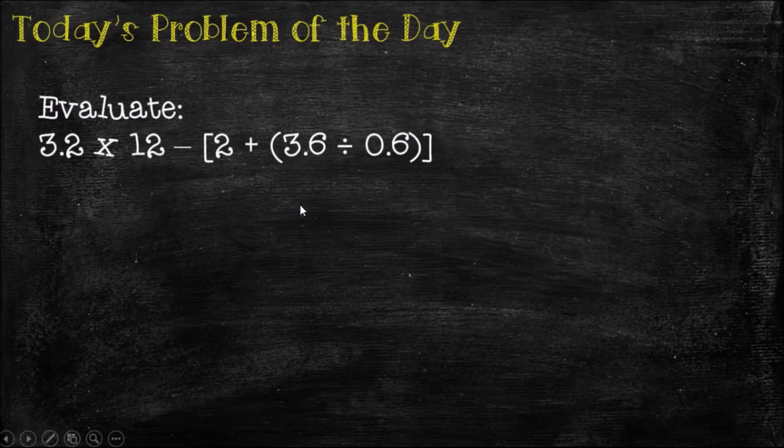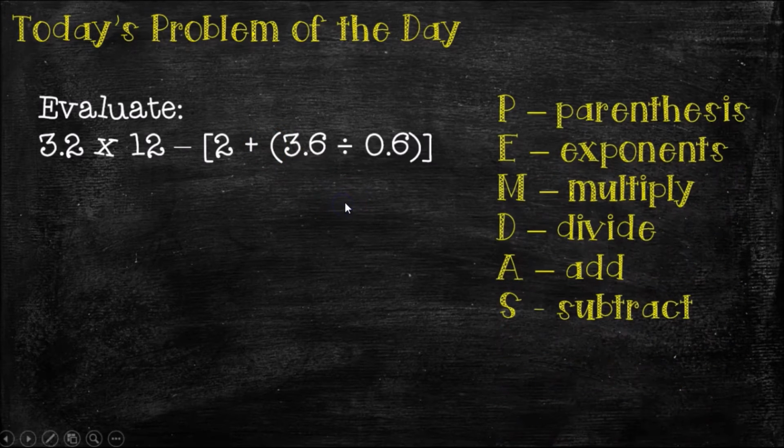So here's our problem of the day. This is a problem that we need to evaluate, which means we need to solve it. So what are we going to do first? Well, the first thing we're going to remember is our order of operations. These are called brackets. Brackets are also a type of parentheses. Brackets just are letting you know that all of this is grouped together, and there's another grouping inside of it surrounded by parentheses. So we're going to start by doing the innermost parentheses.